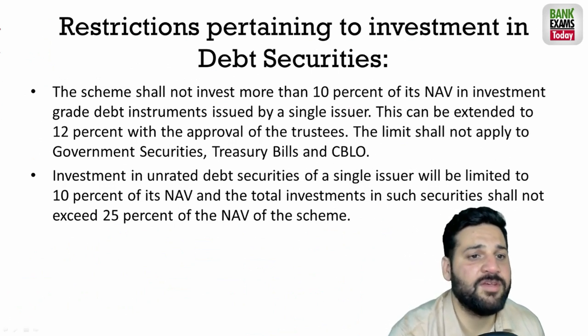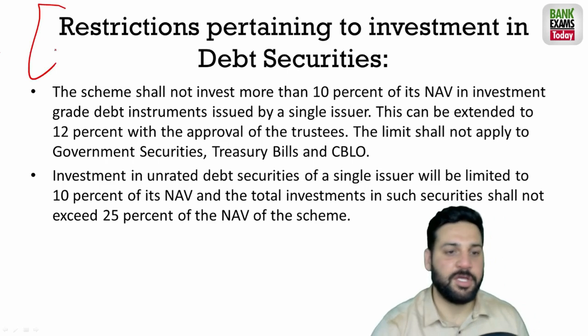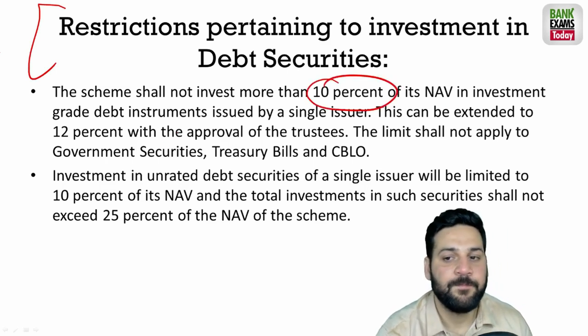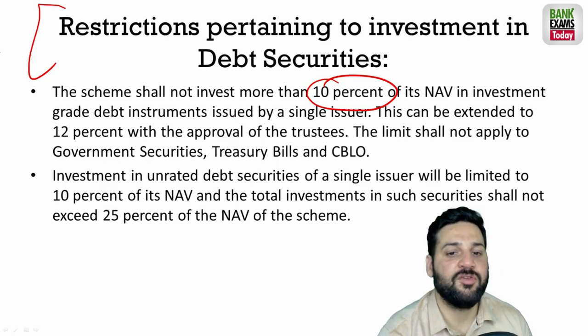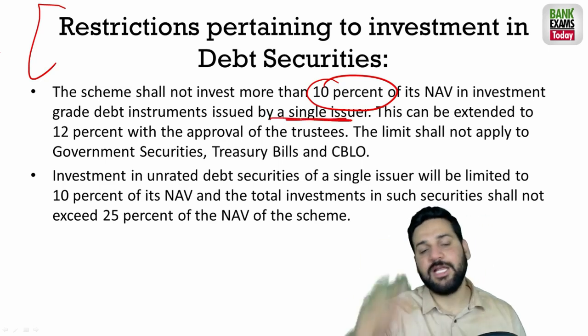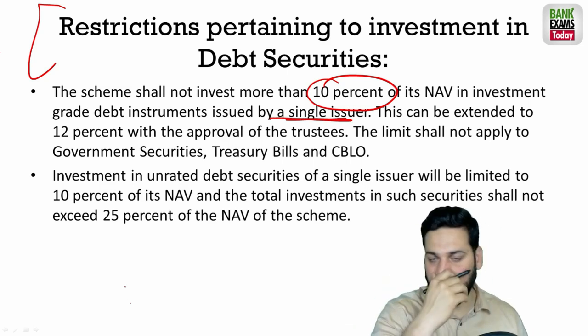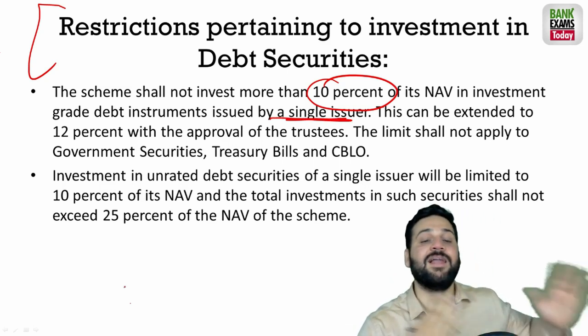Restrictions pertaining to the investment in the debt securities. Okay, debt security. The scheme shall not invest more than 10% of its NAV in an investment grade debt instrument by a single issuer. So agar single issuer hai, you cannot invest more than 10% of the NAV in a single issuer.